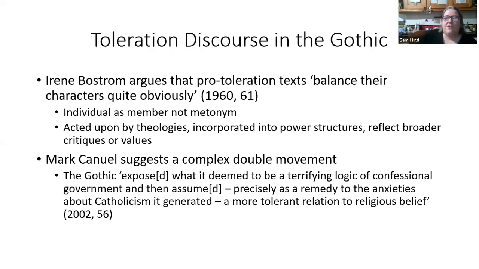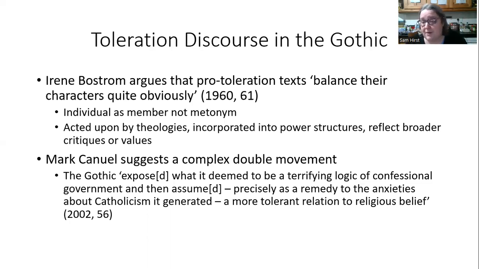Mark Canwell suggests that in a lot of more obviously negative texts, we have a complex double movement occurring. He suggests that in lots of these texts, we have monstrous monks or horrifying inquisitions. The Gothic exposes what it deems to be a terrifying logic of confessional government, i.e., a very close relationship between church and state. And then it assumed, precisely as a remedy to the anxieties about Catholicism it generated, a more tolerant relation to religious belief. So it's critiquing the Inquisition, for example, because it represents a confessional state, a state which has a state church, where the state church is rigorously involved with the politics. That's the problem. And it's also a persecuting church which rejects anyone outside of it. So if that's the problem, when we get rid of that, we actually have to offer tolerance in return, he's suggesting. We have to offer a more tolerant approach to religious belief. We at least are extending theological tolerance in many cases.